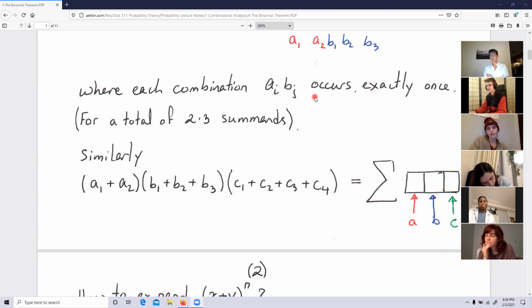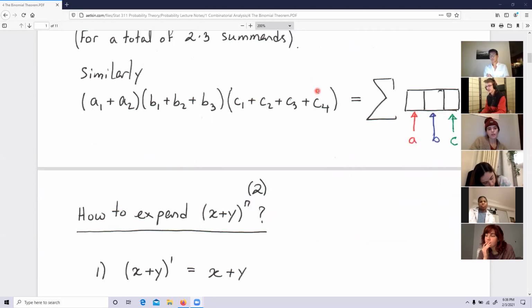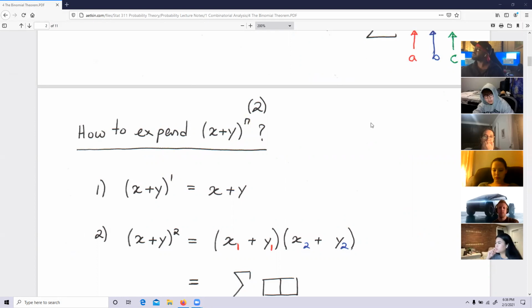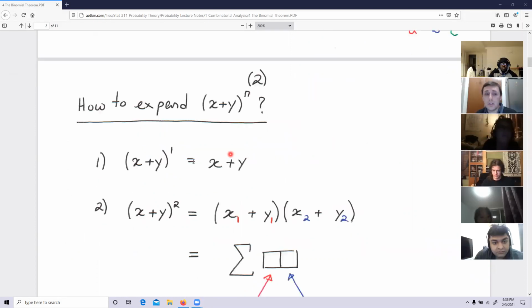Now comes the slightly hard thing. Now, how to expand x plus y to the power of n? How do we expand? That's the binomial theorem. So we have x plus y to the power of 1. It's just x plus y, right? Nothing interesting is happening.